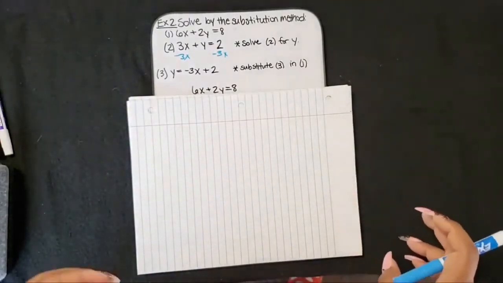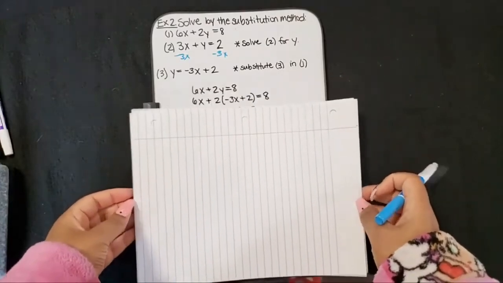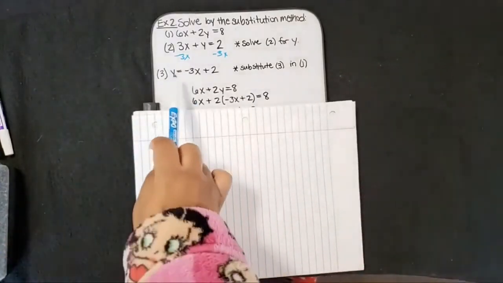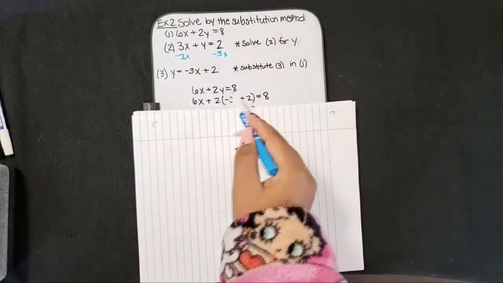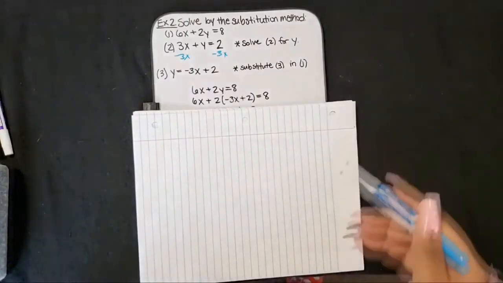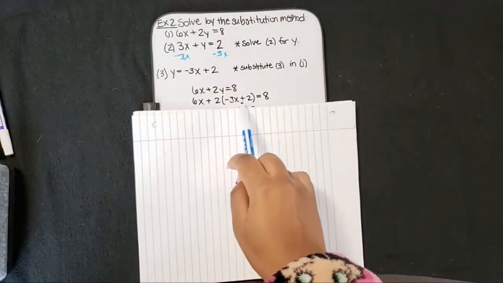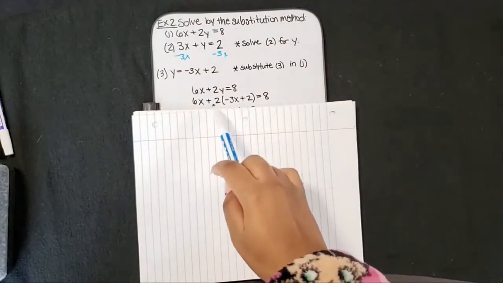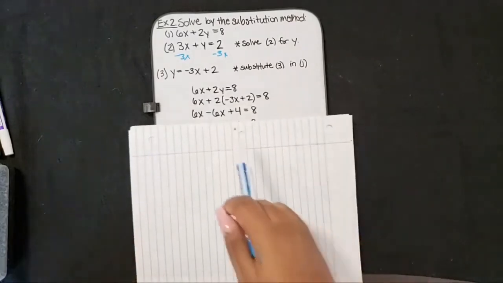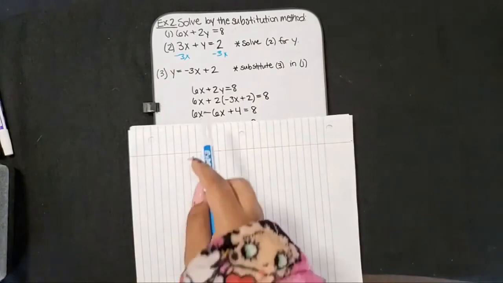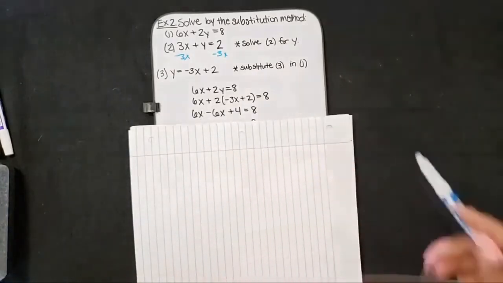So equation 1 is 6x plus 2y equals 8. And where that y is, we're going to plug in what we just said that y equals. We have to distribute. So 2 times -3x is -6x. So we get 6x minus 6x, and 2 times 2 is 4, plus 4 equals 8. All right.